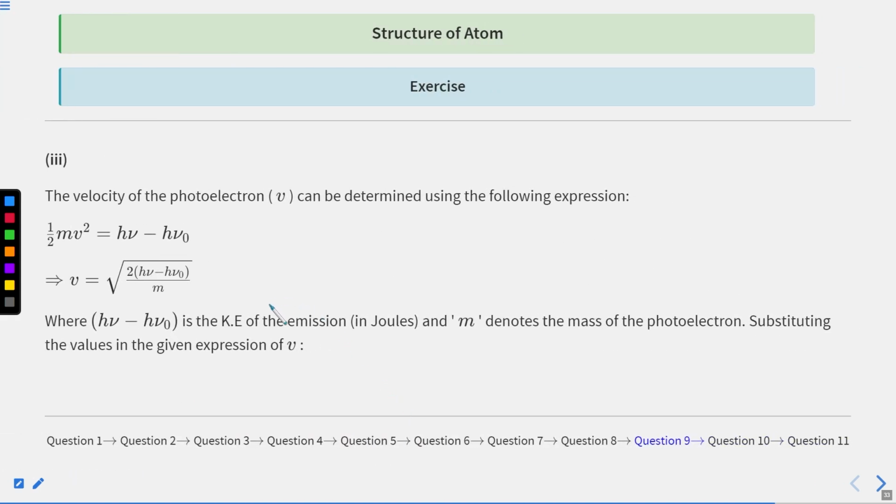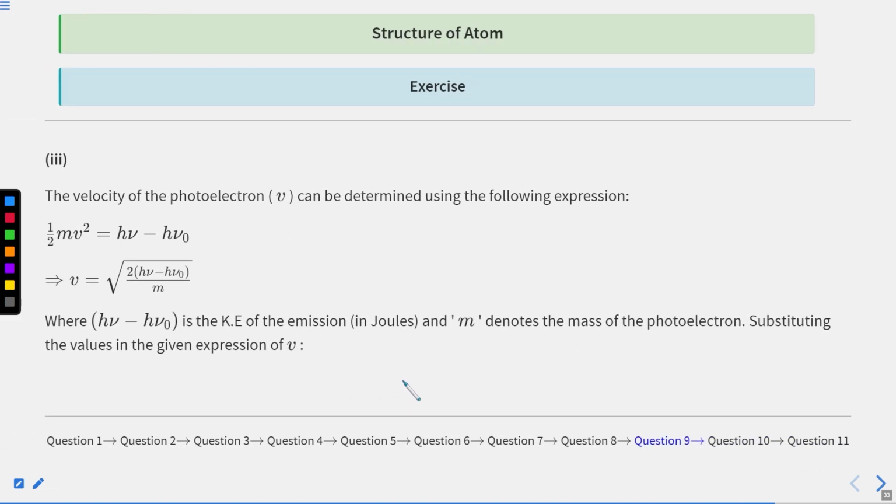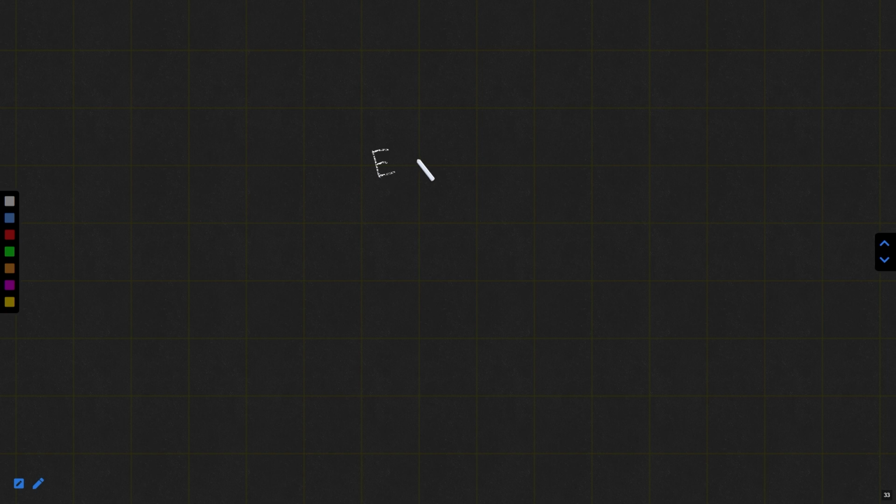Next, we have to calculate the velocity of that electron. So we have already calculated energy. Here we have calculated energy in electron volt, 0.97 electron volt. And you have to find the value of velocity. So we know that energy is equal to half mv square, kinetic energy.